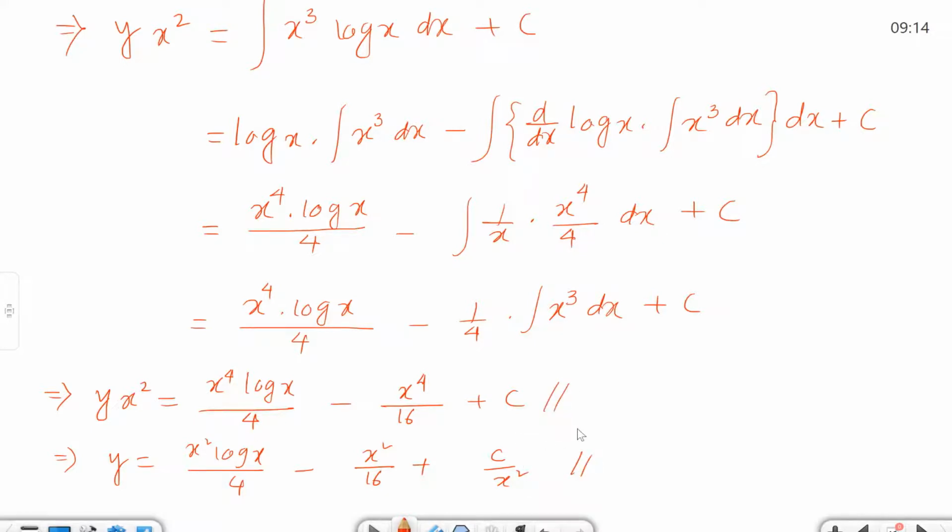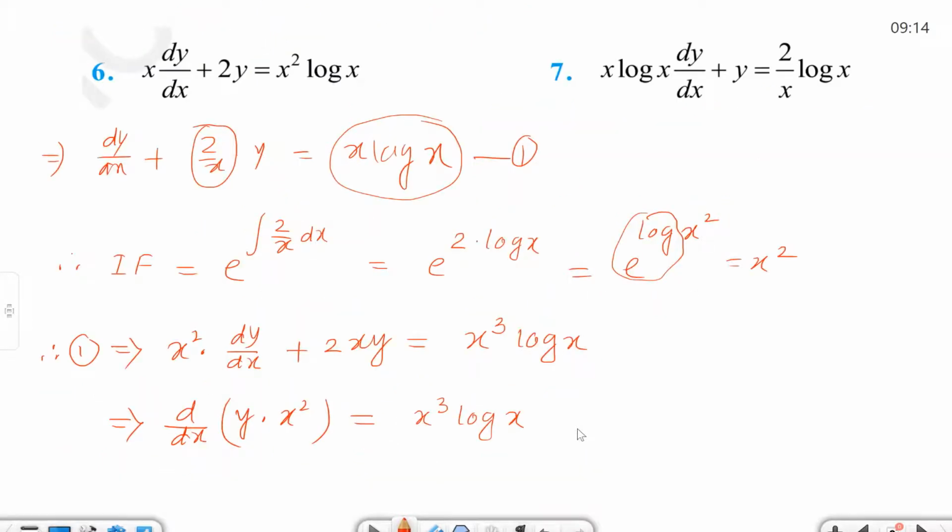That is the solution. I think you can solve the second question: first divide by x log x here, then find the integrating factor. Okay, so solve this 7th question yourself. You may take help.